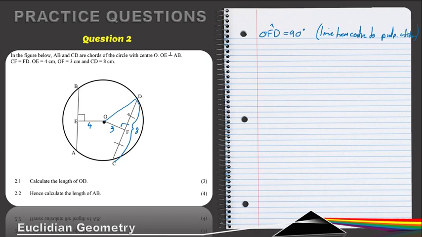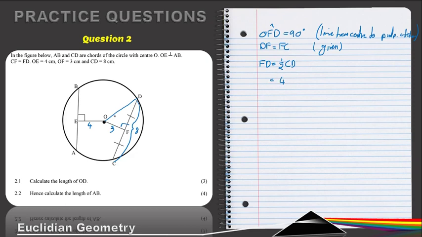Right, then since this is 90 degrees, we can use Pythagoras. Now before we do that, we know that DF is equal to FC, because that's given, and therefore FD is half of CD, so FD will equal half of CD, and that's then equal to 4.